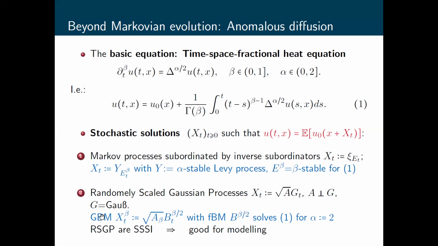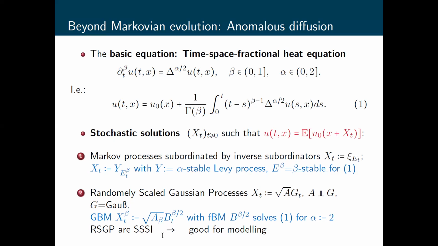So this stochastic process, gray Brownian motion, provides solution for equation 1 in the case when alpha is equal to 2. So namely for time fractional heat equation. But there are also other representatives of this class, randomly scaled Gaussian processes, which solve equation 1 also for all other alphas between 0 and 2. And so actually all randomly scaled Gaussian processes which have been considered in the literature so far, they all are self-similar with stationary increments, and hence they are good for modeling.